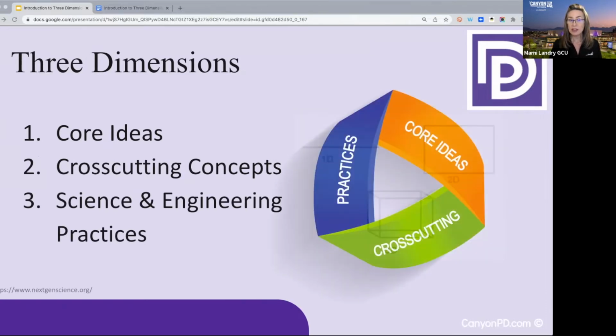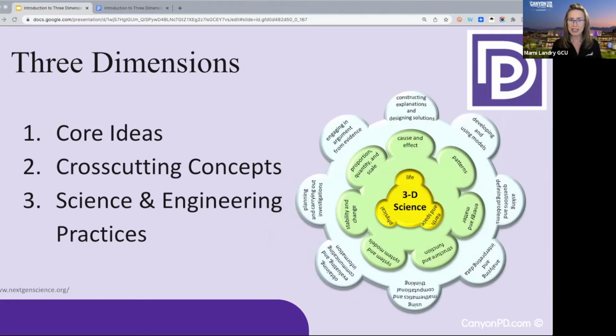You may have seen this icon before. It is the Next Generation Science Standards, or NGSS, icon to demonstrate the three dimensions and how they're intertwined, how they go together. If you teach in Arizona, we have a similar, but much more detailed icon to help us think about those three dimensions. And it looks like this.